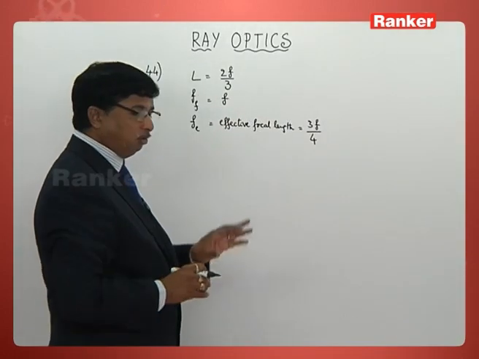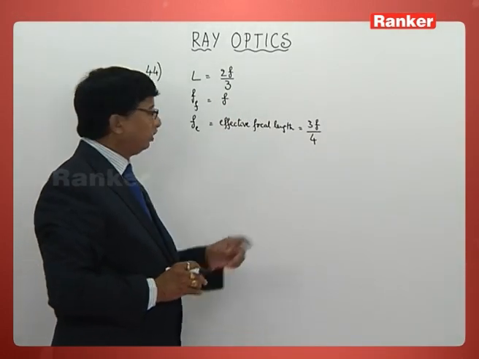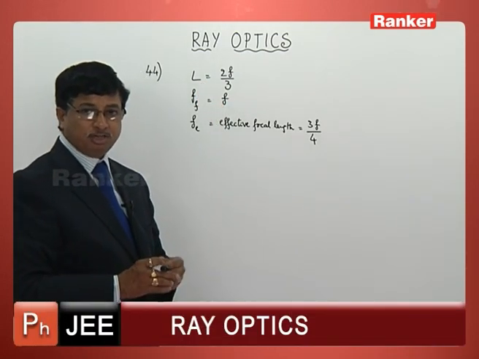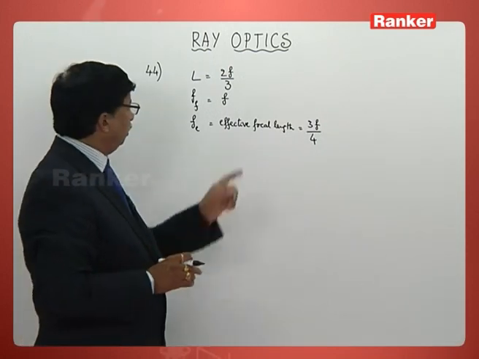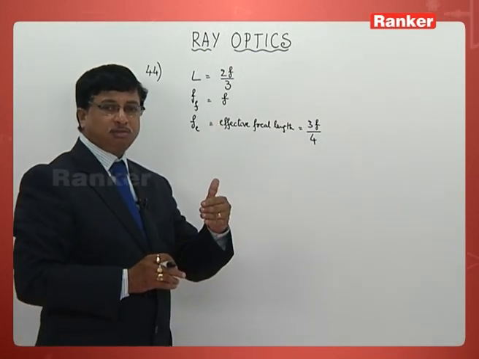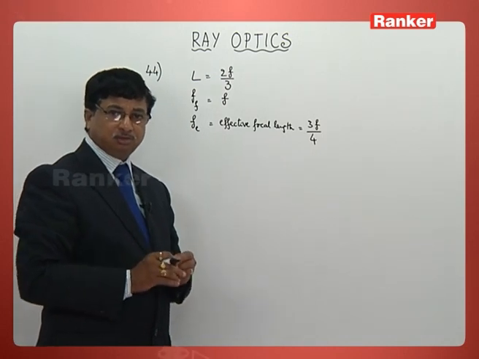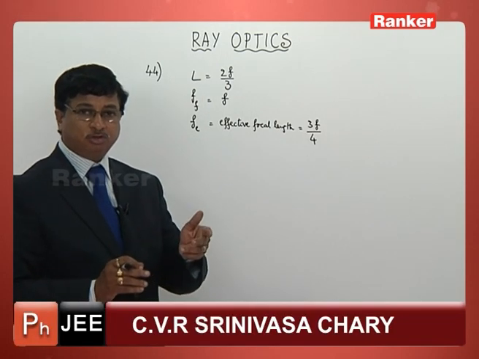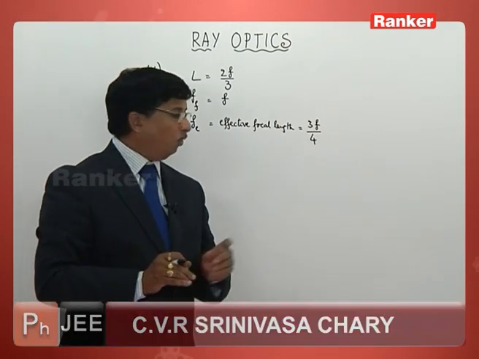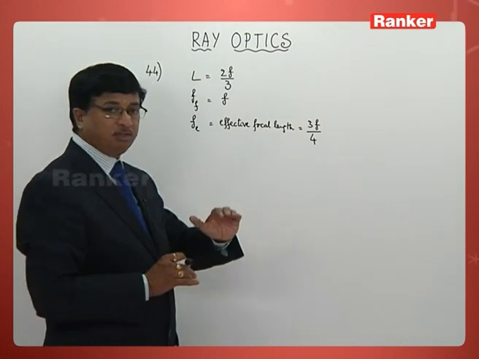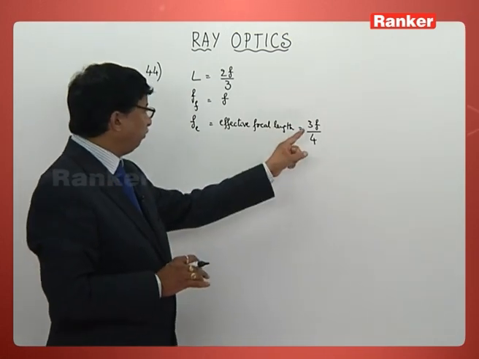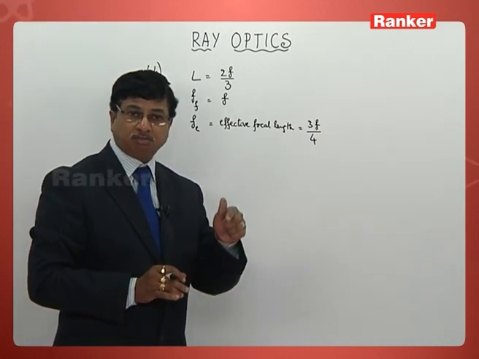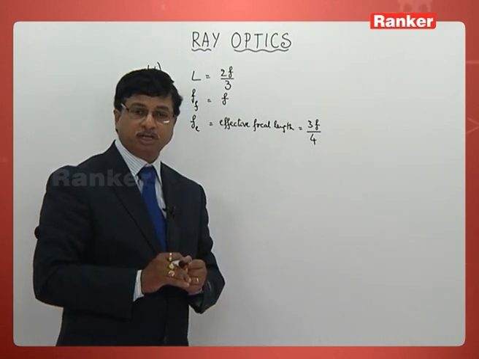All these formulae you people should be thorough with. What is the length between the lenses in the case of Ramsden's eyepiece? That's 2F by 3. What is the focal length of the field lens? F. What is the focal length of the eye lens? That also is F. What is the ratio? 1:1. What is the effective focal length of this Ramsden's eyepiece? That is 3F by 4. What is the effective focal length of Huygens eyepiece? It means 3F by 2. There is a difference between these two formulae again.